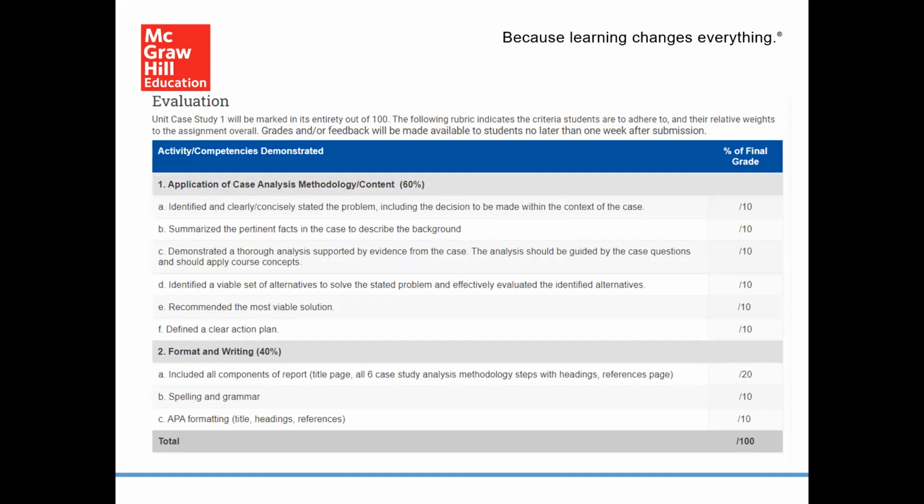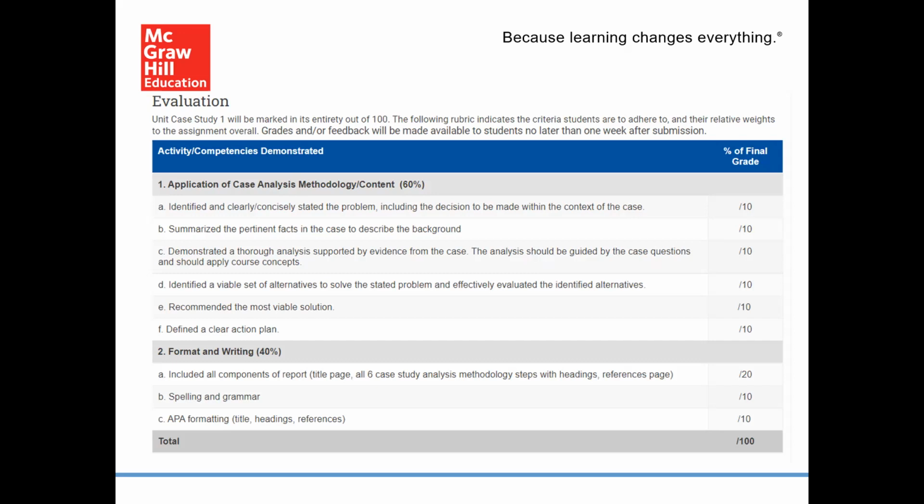Application and case methodology is worth 60%. I'm going to give you 10 points each on identifying and clearly stating the problem of the case, deciding what is to be made, the context of the case; 10 points summarizing facts of the case and the background; 10 points demonstrating to me analysis of supported evidence of the case study and guiding the case questions; 10 points identifying any viable set of alternatives for solving the stated problems and effectively evaluating alternatives; 10 points, give me recommendations and solutions; and any clear actions and plans, another 10 points. Okay, altogether 60%.